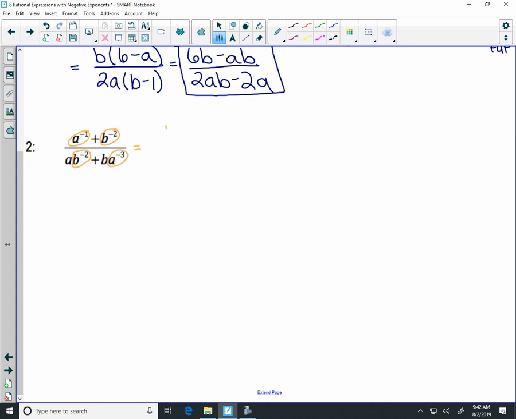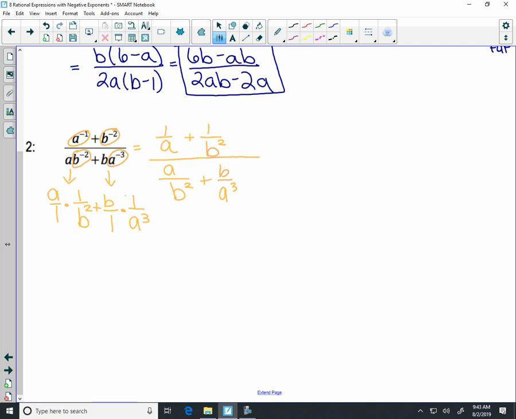My a to the negative 1 is going to turn into 1 over a. My b to the negative 2 is going to turn into 1 over b squared. A, b to the negative 2, that a is going to stay on top and the b squared is going to go to the bottom. If you want to break it up, I think it is helpful to look at it like that. Look at those separately before you make them into one fraction. So here, b on top, a cubed on the bottom.